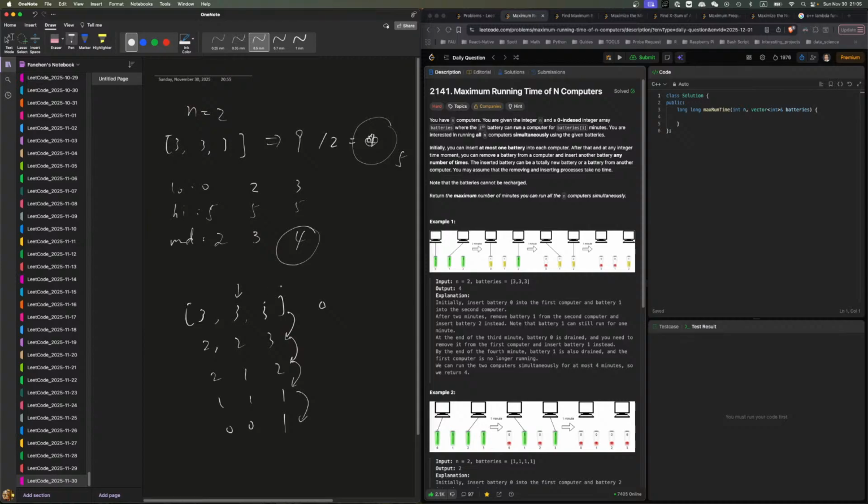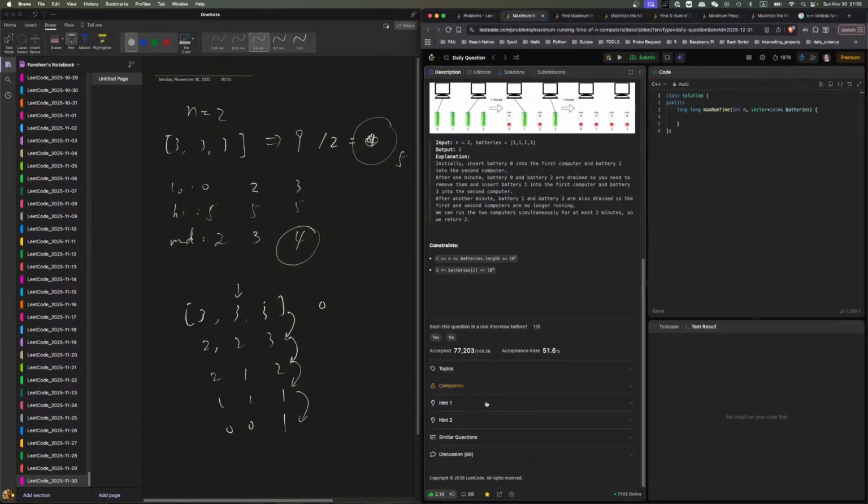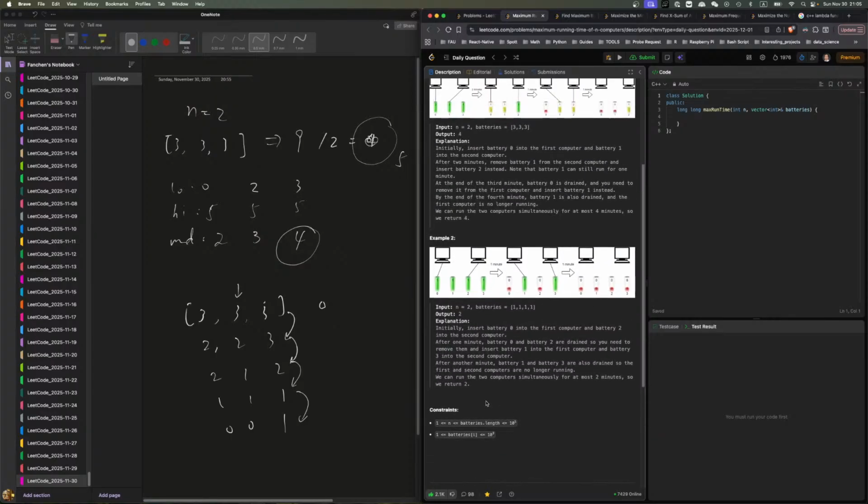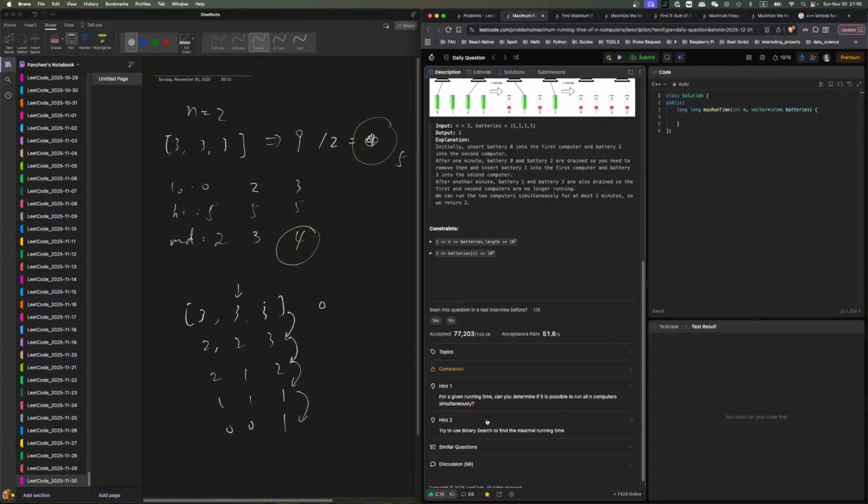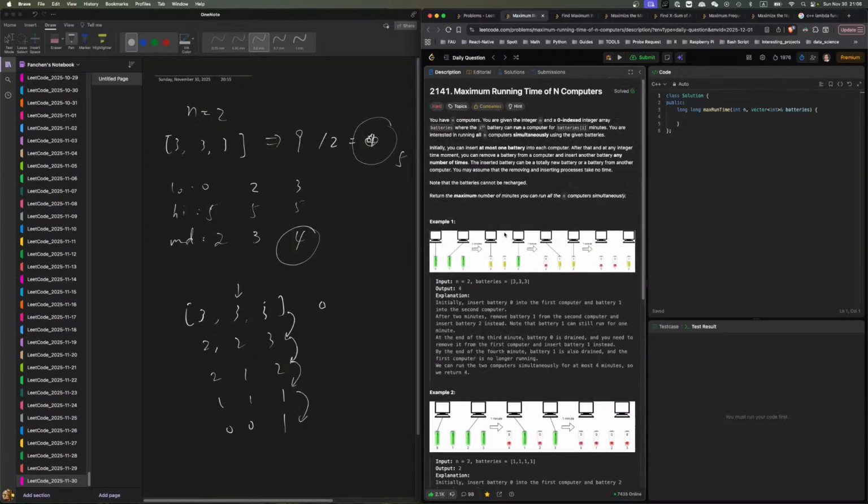I don't know. No idea. Let's see the hints. I think this is using binary search. For a given runtime, can you determine if it's possible? Okay, so this points us to the binary search idea. We kind of had this idea, but we gave up because I don't know how to do it. But now it's kind of forcing us back onto it. So we're gonna binary search if it's possible.